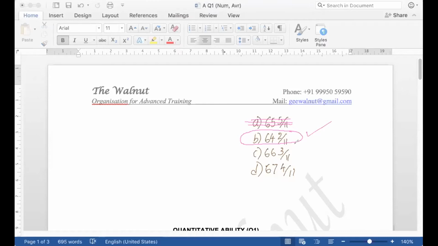And look at the other two answer choices. These are more than 65. So if 66 were the answer or 67 were the answer, there would be confusion between 66 and 67. Definitely they don't give such an answer if no accurate number is given. So 66 and 67 cannot be the answer. The only answer possible is 64 and 2 by 11.